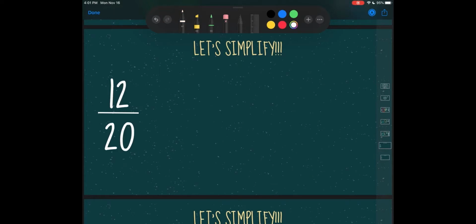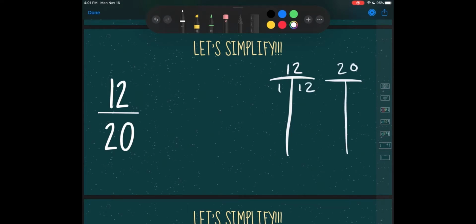All right, let's look at 2 more. Let's look at 12/20ths. So first step is t-charts. T-chart for 12 and our t-chart for 20. Well, 12 is 1 times 12, 2 times 6, and 3 times 4. It's important that you're writing all of the ways that you can multiply to get your number on your t-chart, so that way you don't end up forgetting their greatest common factor.